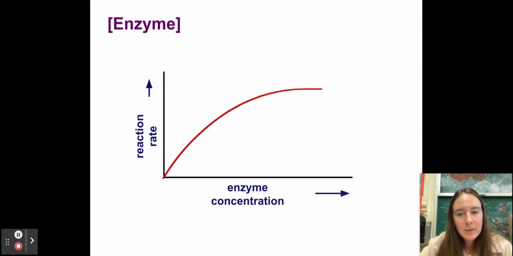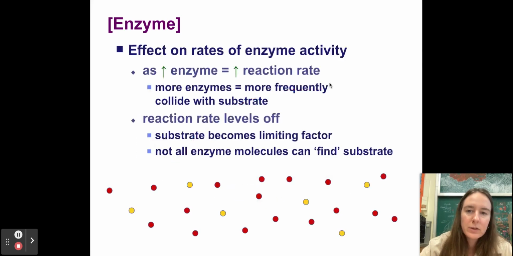Okay, now let's look at enzyme concentration. Very same thing. So if you actually increase the number of enzymes you have, the reaction rate will increase until you level off at a certain point. So the same thing, more enzymes means they're more frequently colliding with the substrates. So if you have more enzymes and more substrates and they're colliding with each other faster, then you're going to have more reaction, faster reaction. But eventually the reaction rate levels off. The substrate becomes a limiting factor.